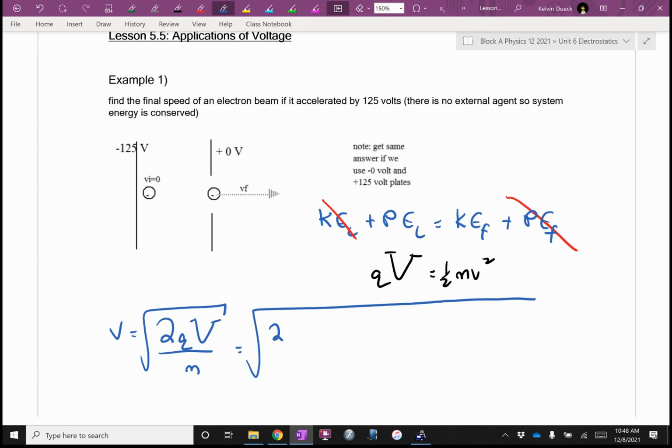Now, here's where I'm going to be doing a little hand waving. Can I take the square root of a negative? Am I taking a square root? Just put everything positive in here. By the way, it would be a negative charge and a negative voltage, but let's just put everything positive in here. I'm going to put 1.6 times 10 to the negative 19, and the voltage change is 125. M, it's an electron. I know it's 9.11 times 10 to the what? Negative 31.